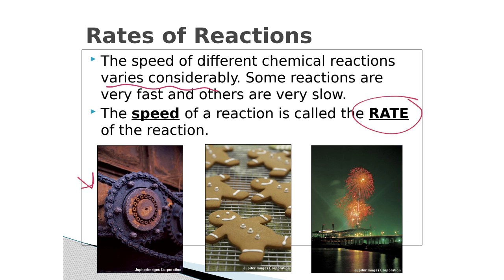And here's an example of a slow reaction rate. That is the rusting of iron, and that is a very slow reaction. It happens over years. Here is a relatively quick reaction. So the baking of cookies would be relatively quick. And then here's a really fast reaction. So when we have the combustion of a firework, that reaction is very, very fast. And in chemistry, we see all kinds of varying speeds or varying rates of reactions.